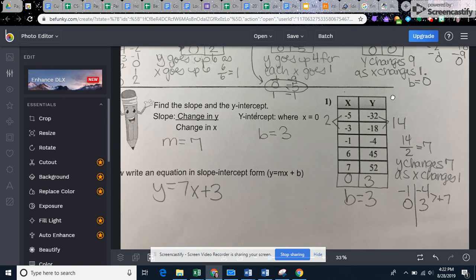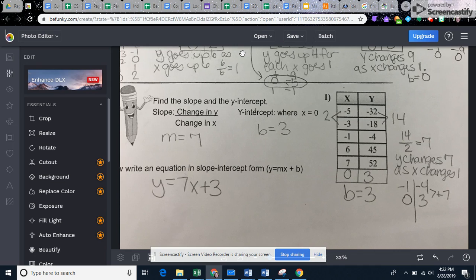Now down here, we're going to take it one step further as you were thinking about this one individually. The slope, remember, is the change in y over change in x, and your y-intercept is where x is going to equal 0. So looking at this table, I just chose the first 2 points. Again, choose any 2 you want. And I noticed that from -32 to -18, it went up 14. My x went from -5 to -3, so it went up by 2. As y went up by 14, x went up by 2. So when you simplify that, 14 over 2, you get 7. So y changes 7 as x changes 1.